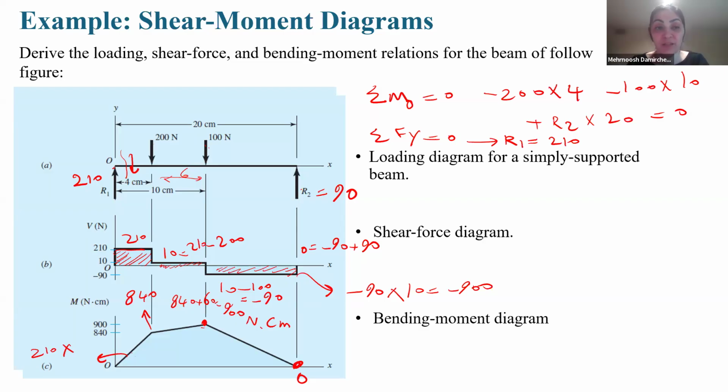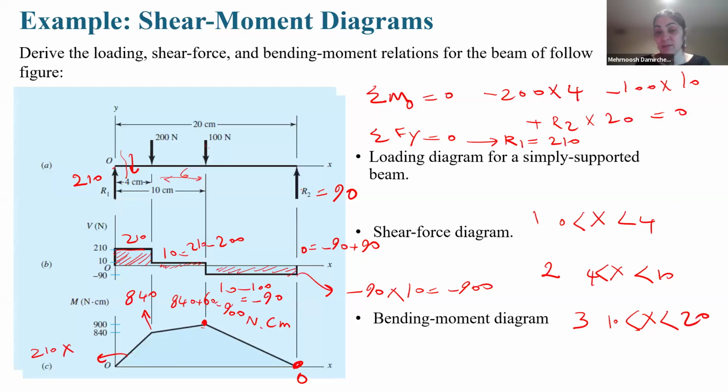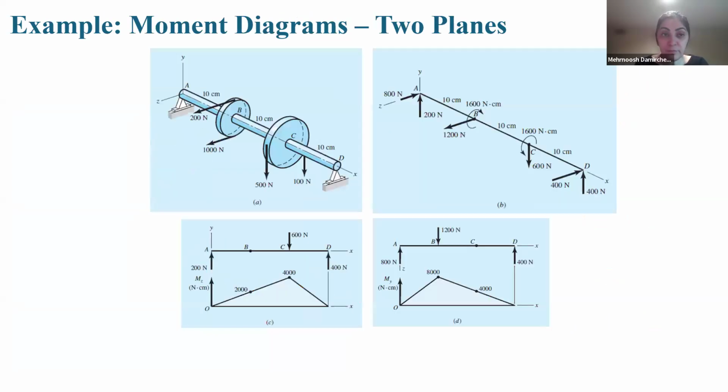If we wanted to use the cut method, how many regions should we consider? The first one, x between 0 and 4. The second region, between 4 and 10. The third region, x between 10 and 20. It means several equations we should write, but now, without using any of them, by knowing the trick of concentrated force and moments, we draw the shear force and bending moment diagrams.